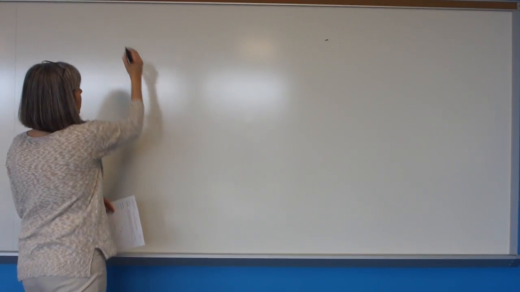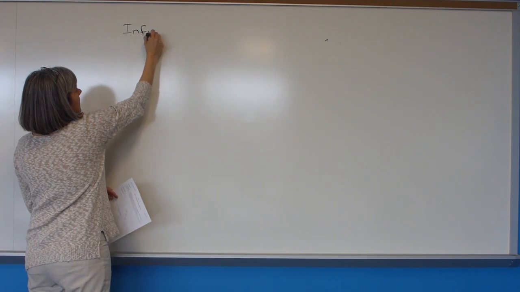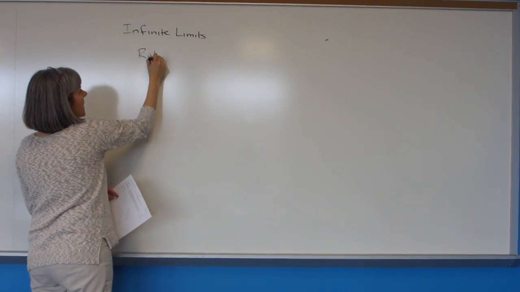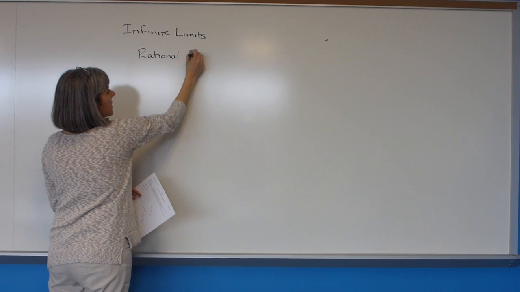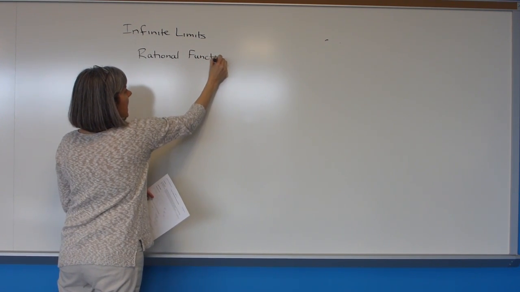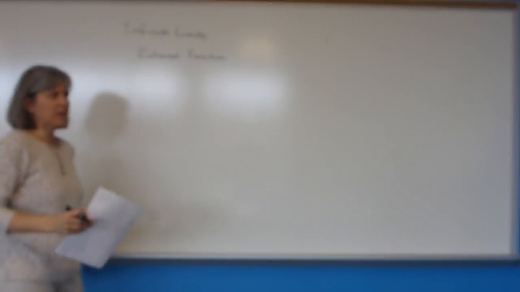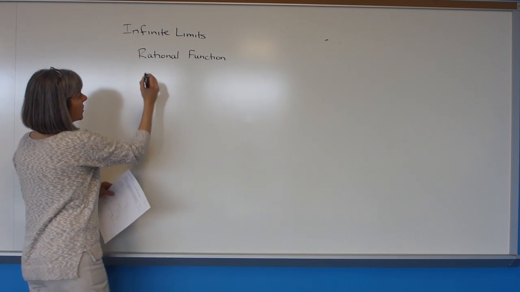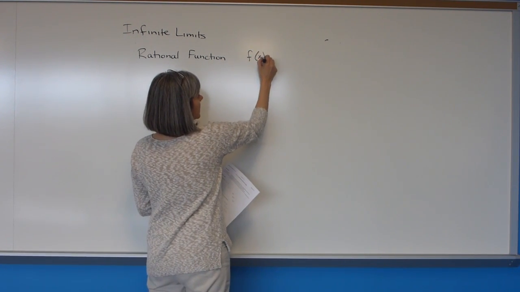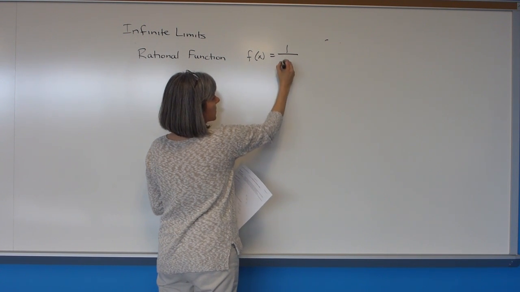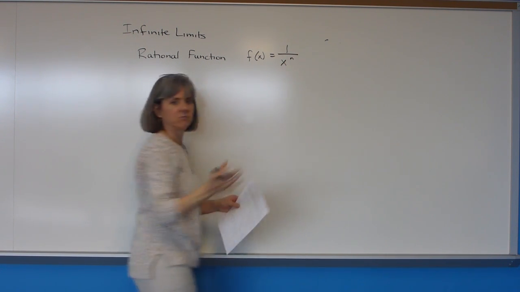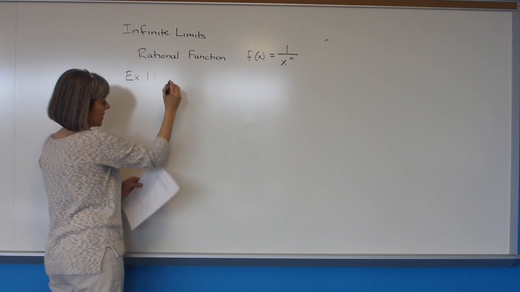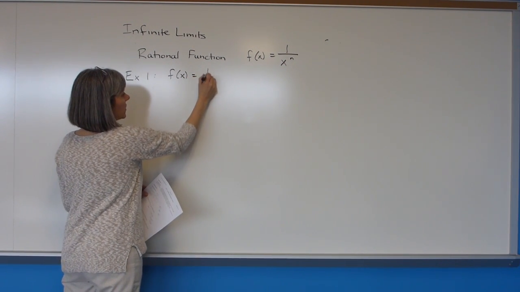Okay, infinite limits really applies to rational functions. So when we say infinite limit, we're talking about y going off to infinity as it approaches a very specific point. So we're not talking about the fact that x squared goes off to infinity as x gets large. We're not talking about that. So a rational function, remember, has the base function 1 over x, to any exponent. So the first one we're going to look at will be f of x equals 1 over x.